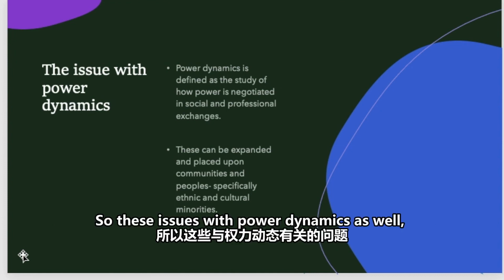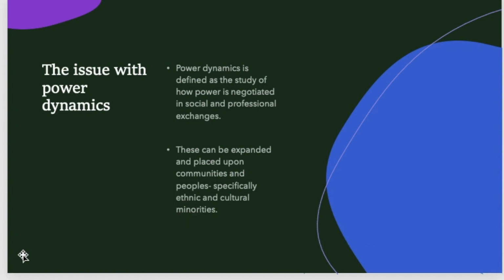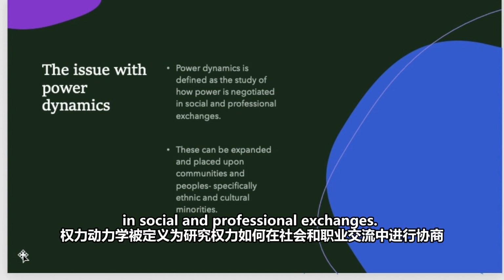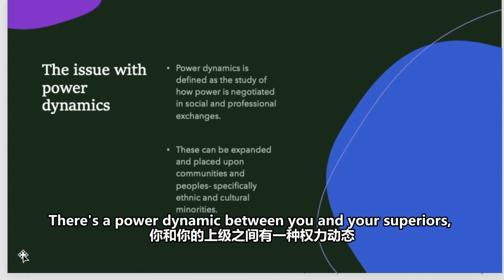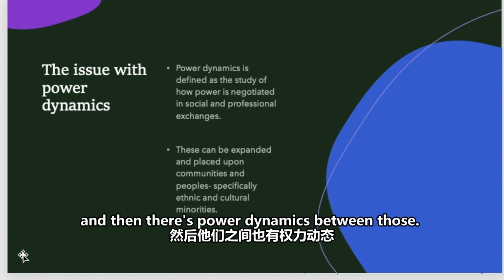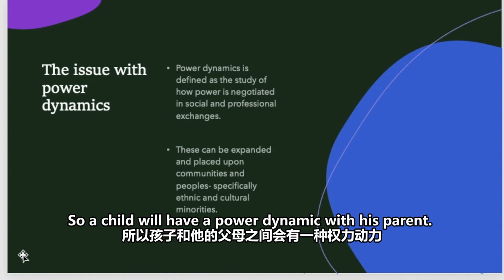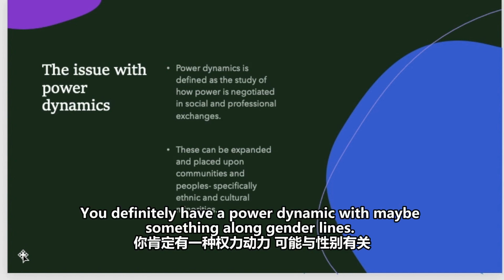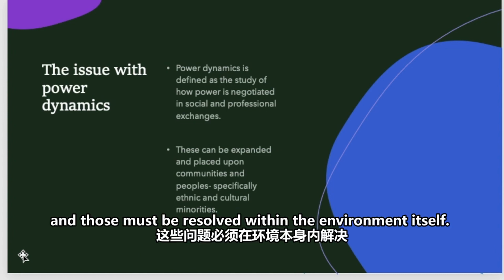So, there's issues with power dynamics as well, something important to consider when looking at conflict. Power dynamics is defined as the study of how power is negotiated in social and professional exchanges. So there's power dynamics in nearly every aspect of your life. You go to work, there's a power dynamic between you and your superiors, and then there's power dynamics between those. There's also power dynamics in the home. A child will have a power dynamic with his parent. Perhaps even a husband and wife might have some kind of power dynamic. You will definitely have a power dynamic along maybe gendered lines. So these are important different issues, and those must be resolved within the environment itself.